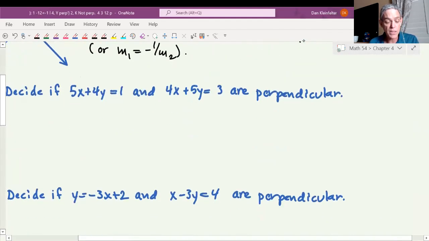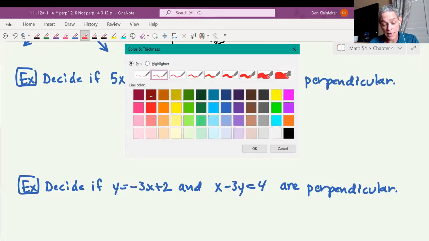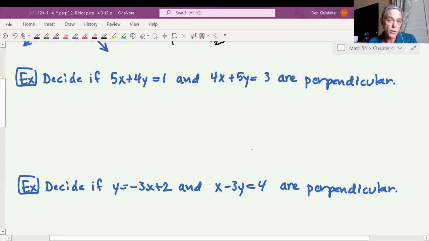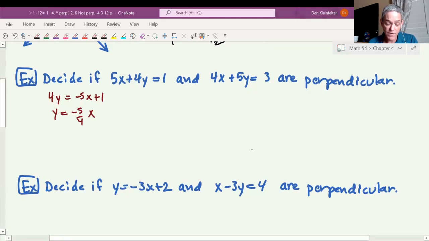Okay, so just a yes or no question. We're to decide if 5x plus 4y equals 1 and 4x plus 5y equals 3 are perpendicular or not. So to do that, we're going to rewrite each in slope-intercept form. So for the first one, I'll subtract 5x from both sides, then divide by 4. So that will give us y equals negative 5/4 x plus 1/4. That one's slope is negative 5/4.